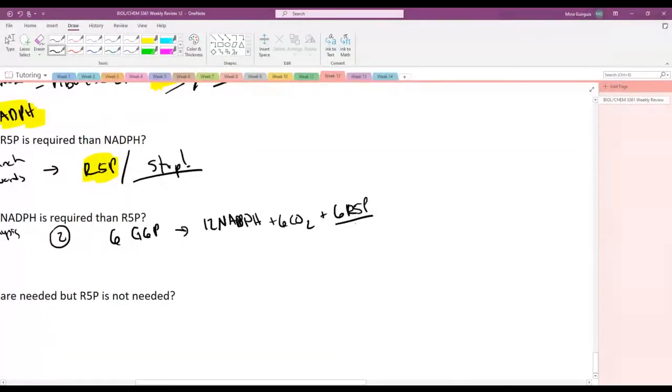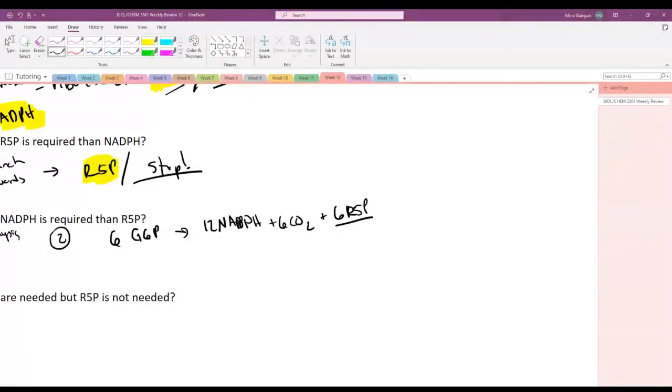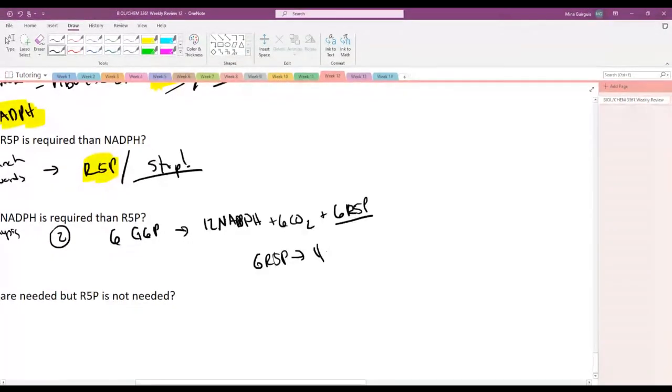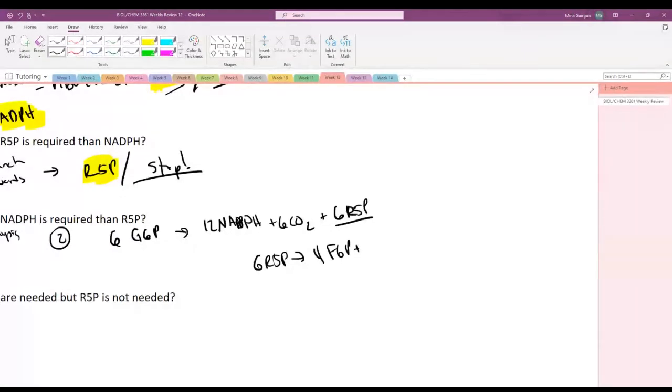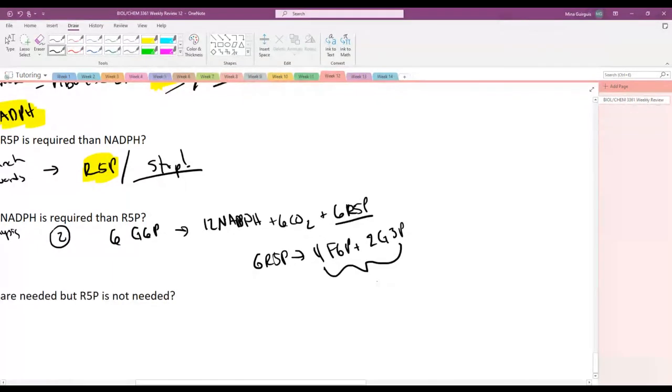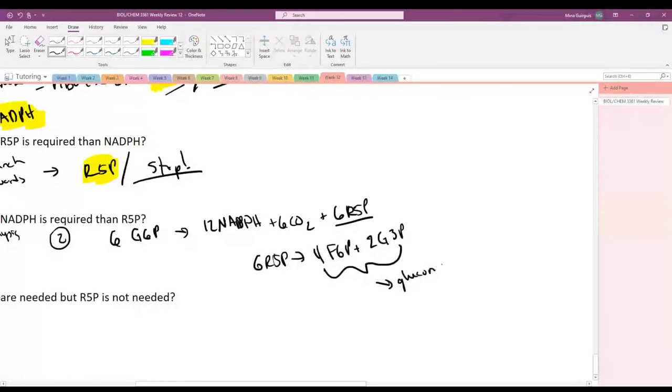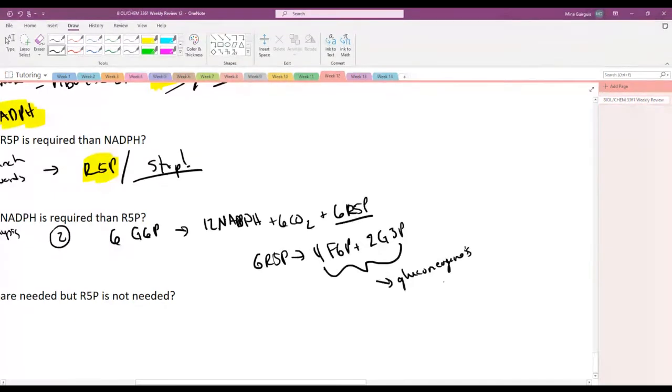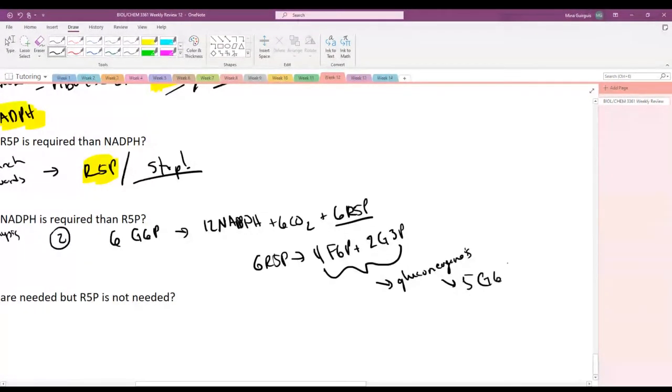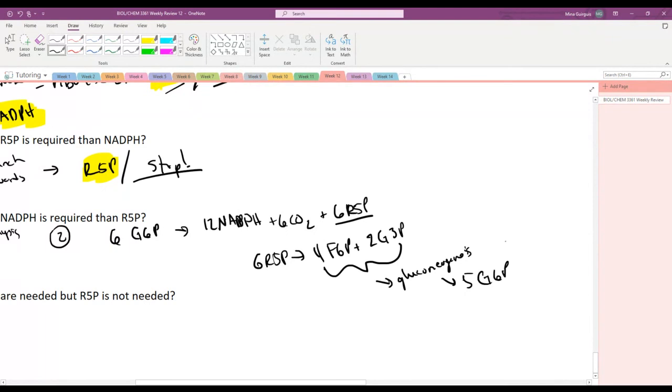Then we take this R5P, and using the non-oxidative branch, we're going to get 4 fructose 6-phosphate and 2 glyceraldehyde 3-phosphate. Okay? This is where things get interesting. And the reason I say that is because now we can use these two with gluconeogenesis to get 5 glucose 6-phosphate back, or glucose if we want to think of it as that.